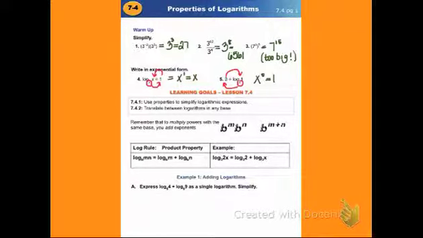In the second one, you had to apply the quotient property, which says you have to subtract the exponents when you divide two bases that are the same. In number 3, you were raising a power to another power, and we know that to do that, you have to multiply the exponents.